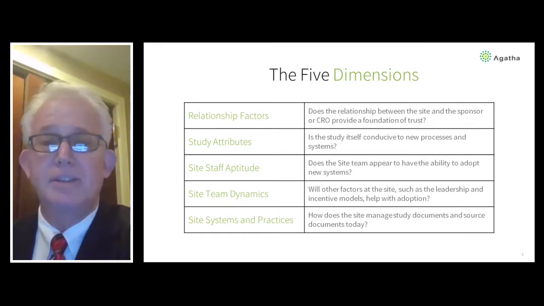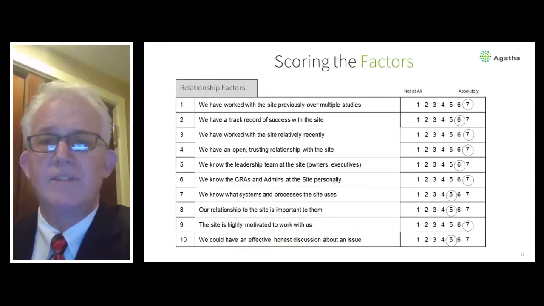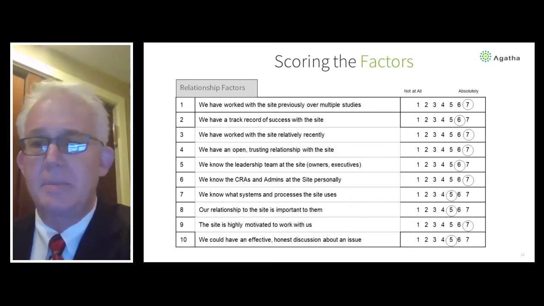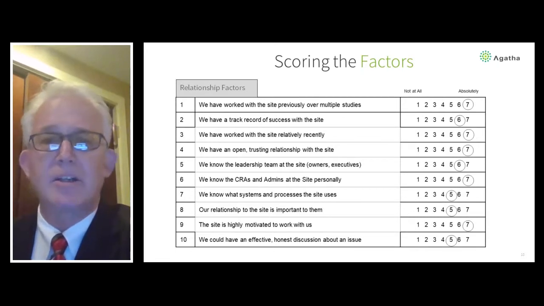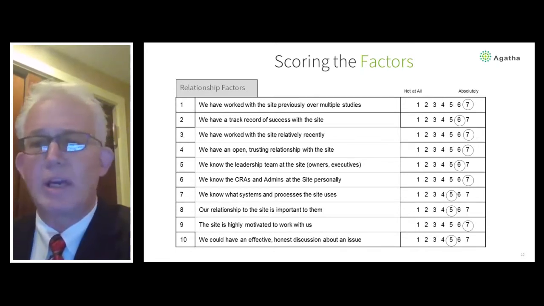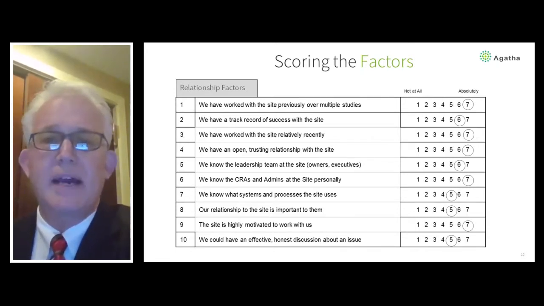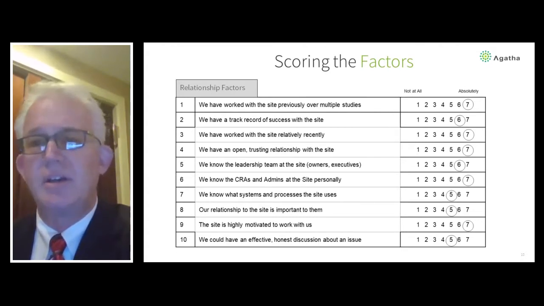Now for each dimension, we have 10 factors. So factors are underneath the dimension. And a factor is a specific rateable item. So these are factors for the first dimension, the relationship factors. Very simply, we have worked with the site previously over multiple studies. Very true, not true, or somewhere in between. And you get the idea how the slides would work from a 1 to 7.